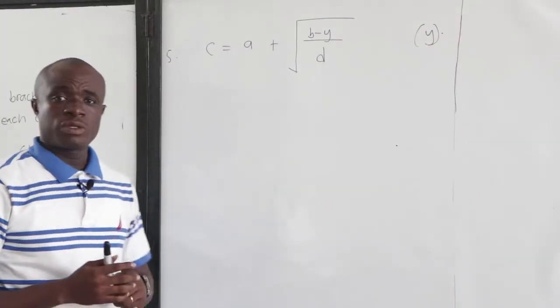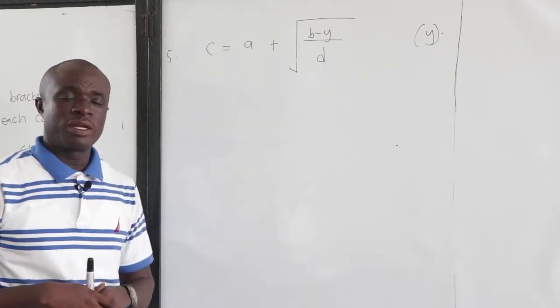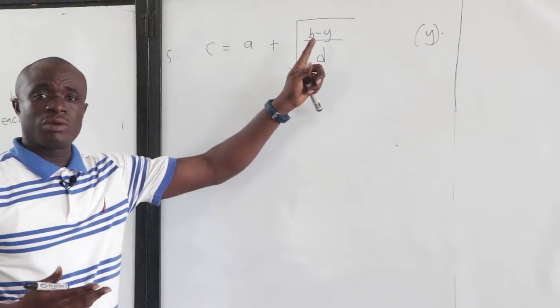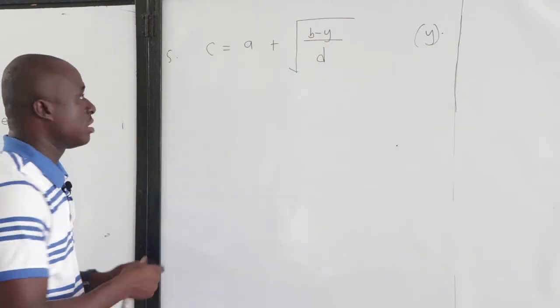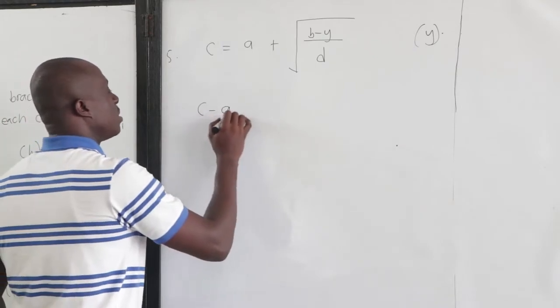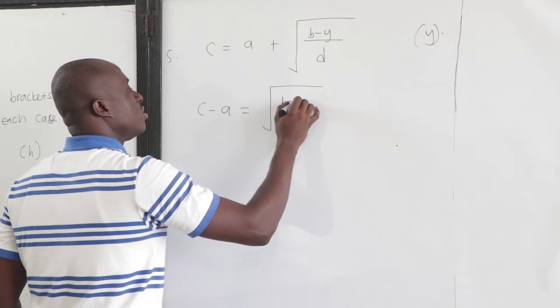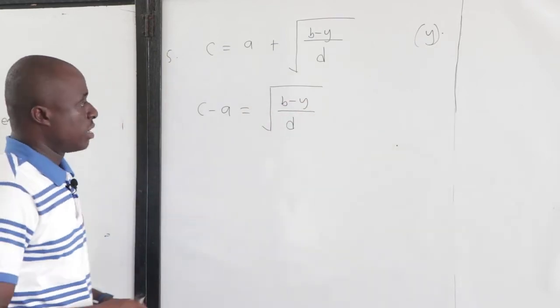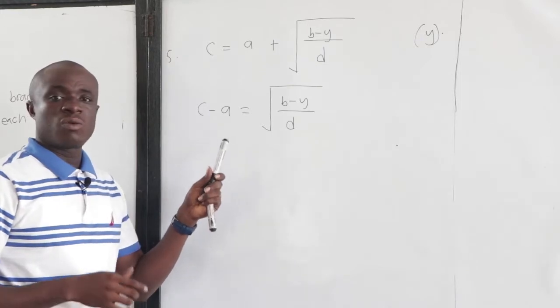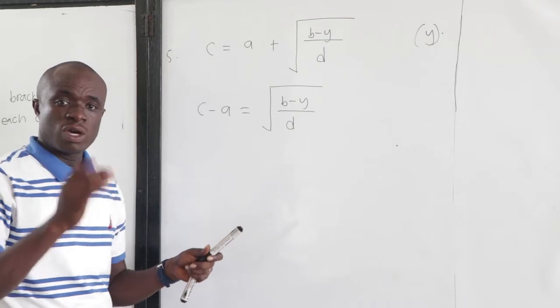Now we have c equal to a plus square root of b minus y over d. We should make y the subject. Now this y is in the radical. So what are we supposed to do first? First, we have to let this a move to the left hand side. So we have c minus a equal to square root of b minus y all over d. Now in this case, we want to make y the subject, but the y is in the radical. What are you supposed to do? Square both sides.